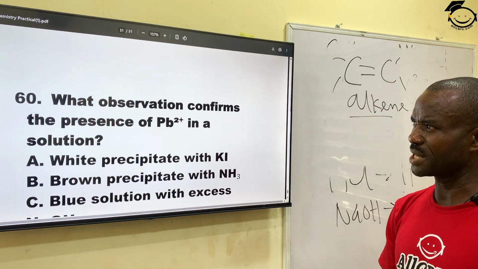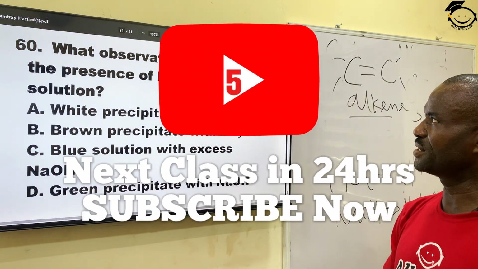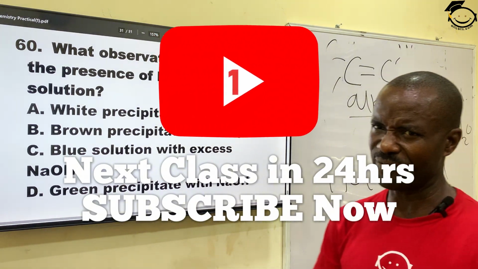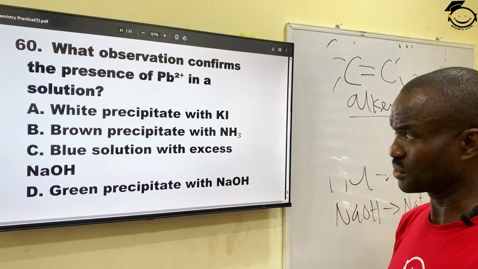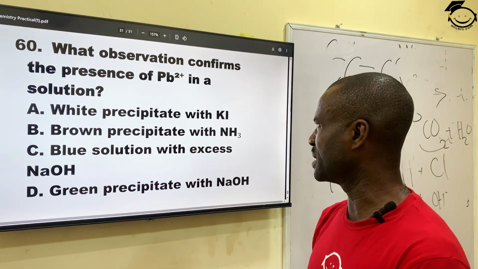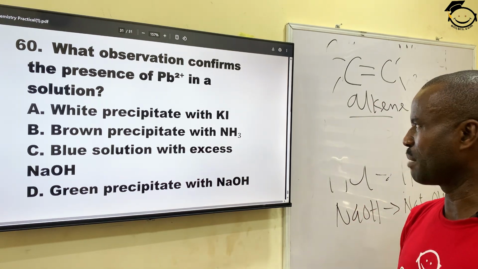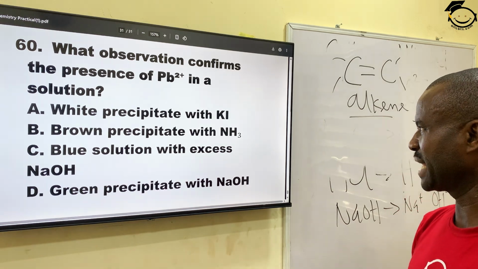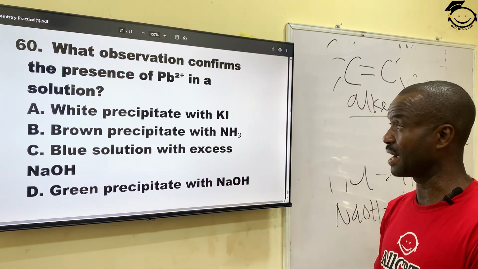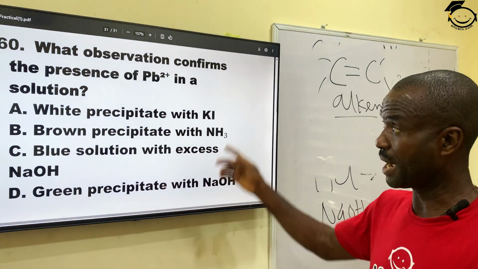The last question for today is number 60. What observation confirms the presence of lead in a solution? How do you confirm that a particular substance contains the element lead? A. You form a white precipitate with potassium iodide. B. Brown precipitate with ammonia. C. Blue solution with excess sodium hydroxide. D. Green precipitate with sodium hydroxide. The correct answer is A. It forms a white precipitate with potassium iodide.